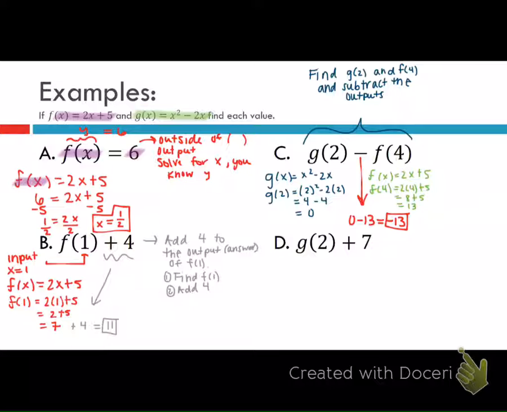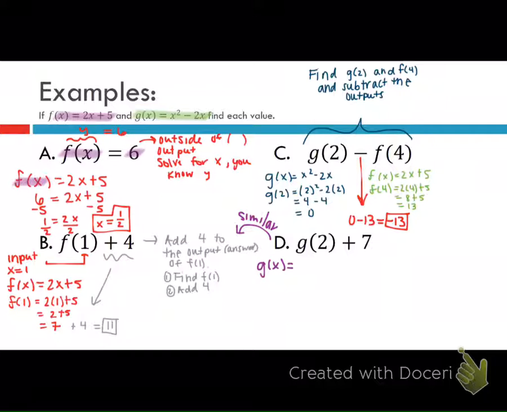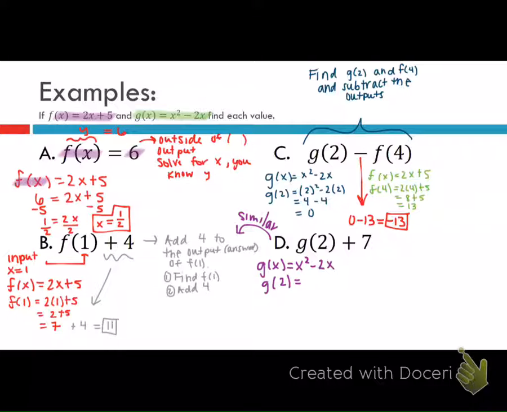All right, D is very, very similar to A over here. So we're going to say this is very similar. So I'm going to write that here. So we're going to find g of 2 first and then add 7. Go ahead, Jordan. Yeah, so again, much like the previous problem, isn't g of 2 0?